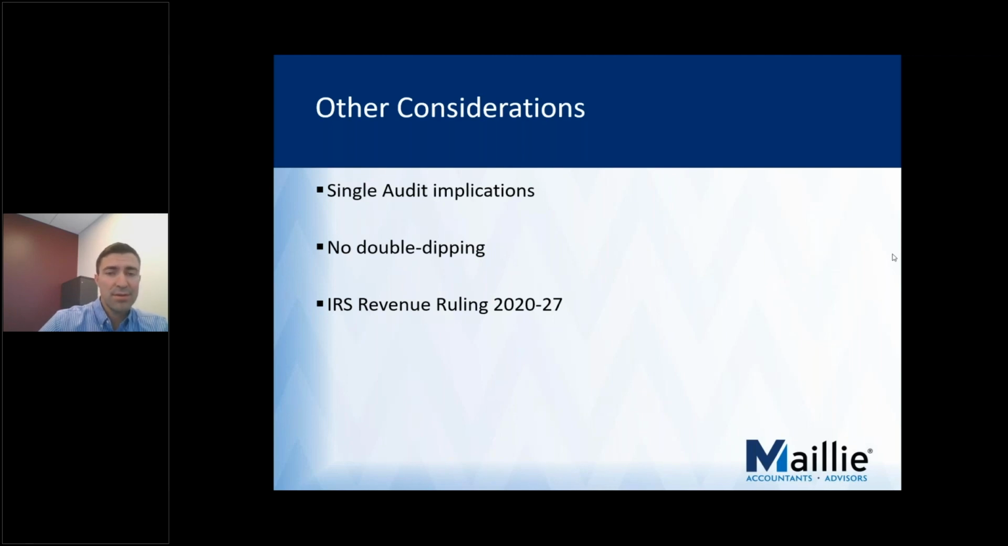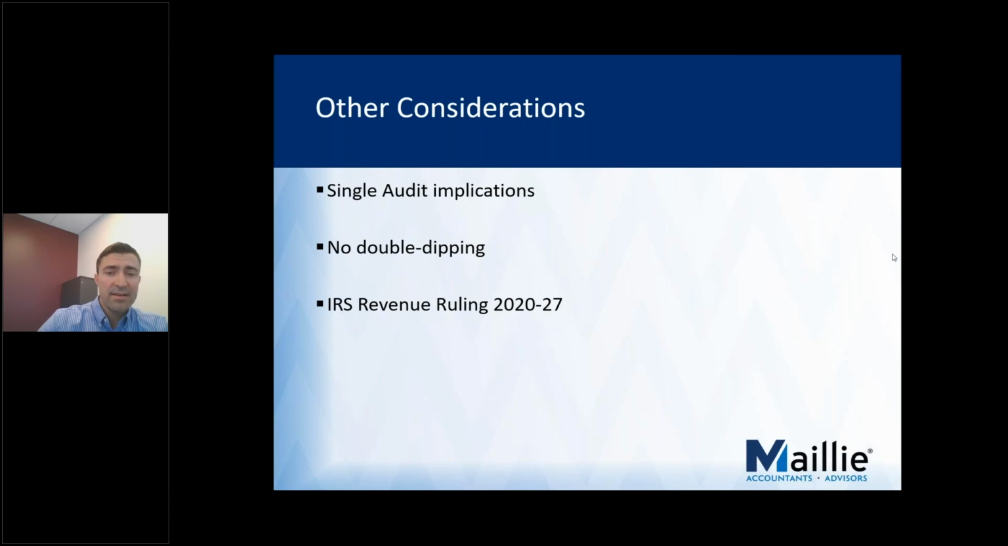Also, there's no double dipping. So what I mean by that is if, for example, you're a nonprofit, you're not permitted to use PPP loans or PPP funds for the same expenses that are being paid by other government agencies. So if your organization submits payroll costs for reimbursement to a government agency, these same costs cannot also be submitted for PPP forgiveness.